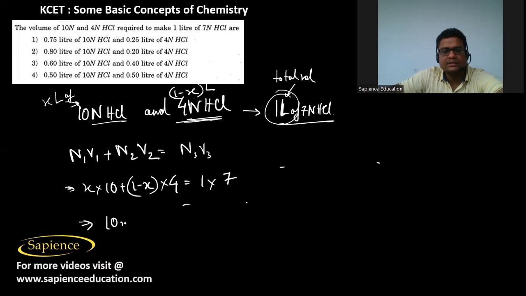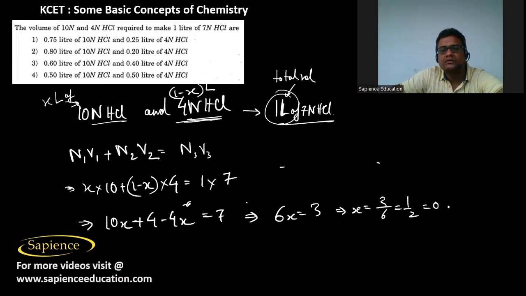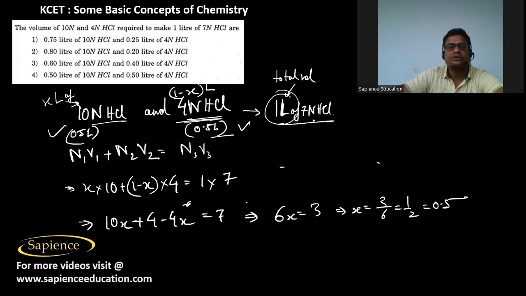So therefore 10x plus 4 minus 4x is equal to 7. So therefore 6x is equal to 3. So x should be equal to 3 by 6, which is equal to half. So that is 0.5. X is equal to 0.5. So it means 0.5 liters of 10 normal HCl is required, and 0.5 liter of 4 normal HCl is also required to form 1 liter of 7 normal HCl. So it means option 4 is the correct answer.